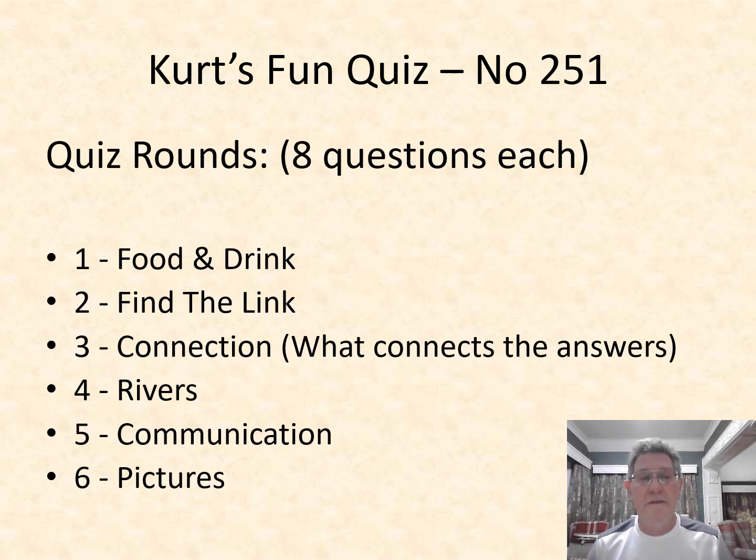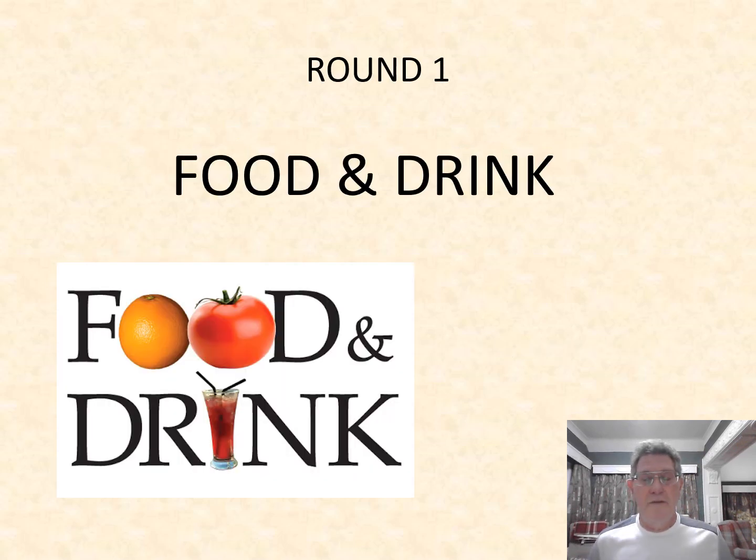We have 6 rounds, 8 questions in each round, and your rounds are food and drink, find the link, a connection round as always, what connects the answers, rivers, communication, and to finish off with pictures. So if you're ready, let's make a start. Round 1, food and drink.